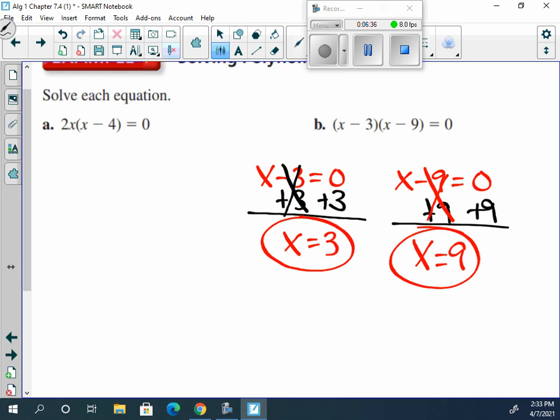And that's it. If we wanted to check it, we could, and it would show us that this is 0 in both cases. But that's all we have to do for this here. Any questions on either one of these here?